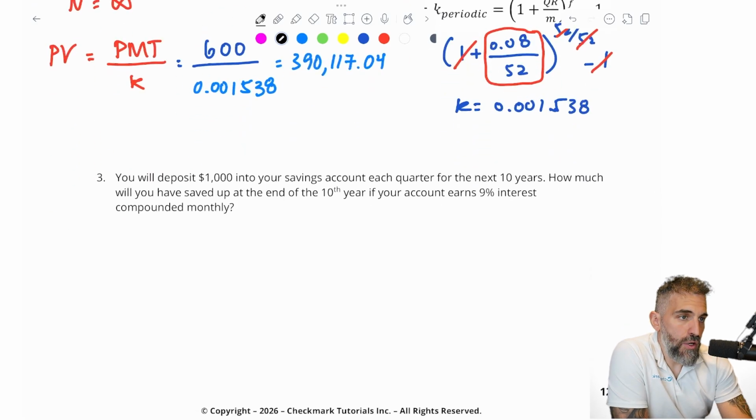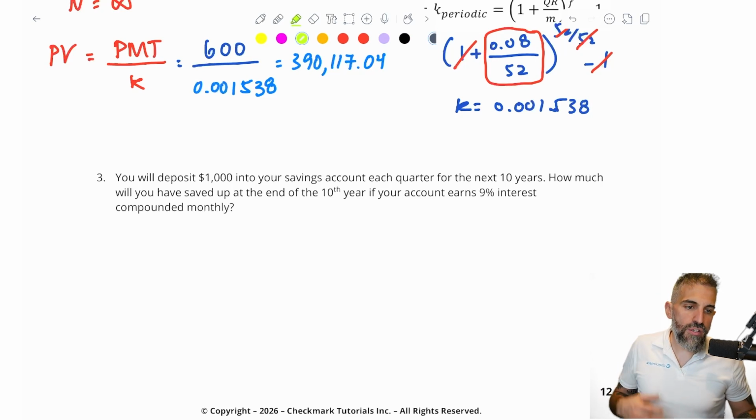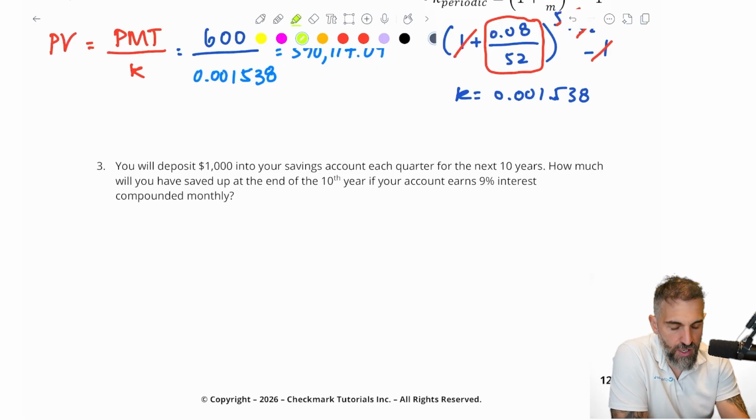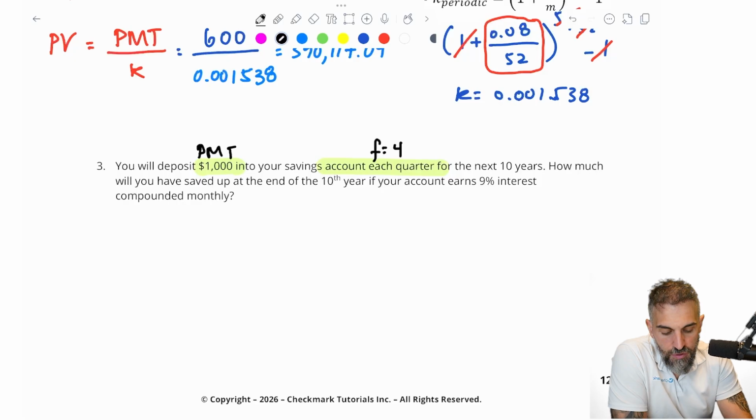Okay, number 3: you will deposit $1,000 into your savings account each quarter for the next 10 years. So let's break it down. I'm solving a bunch of these because I want you guys to see how my brain processes the questions, because I need you to start processing them in the same way before you develop your own style. You'll deposit $1,000 into your account each quarter. So that's your payment. Each quarter, that's the frequency, so F is 4. For the next 10 years, that's your T.